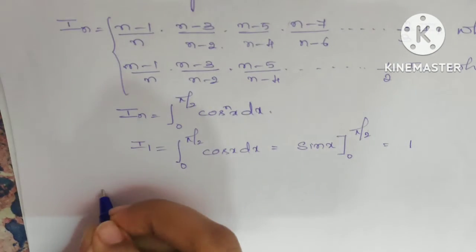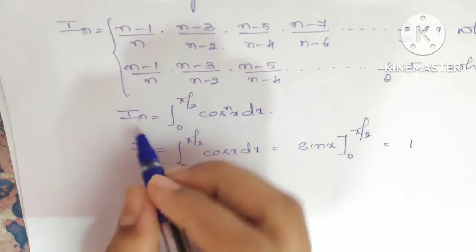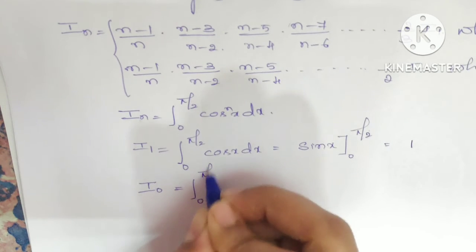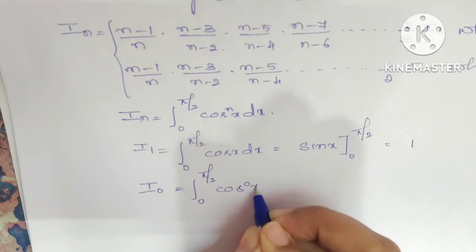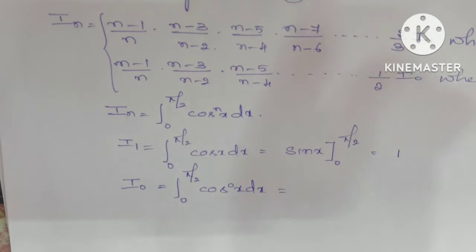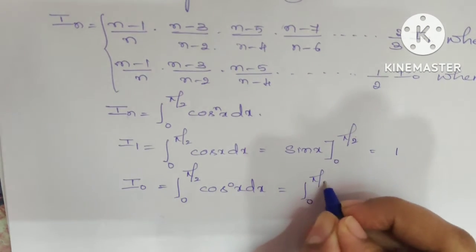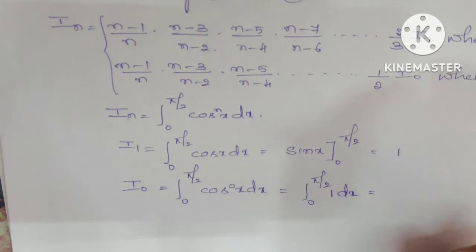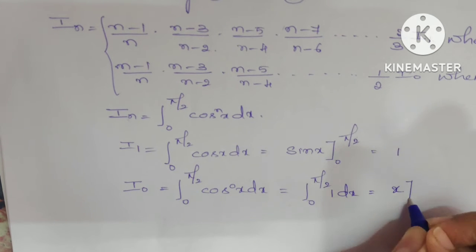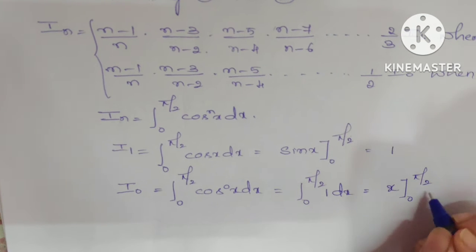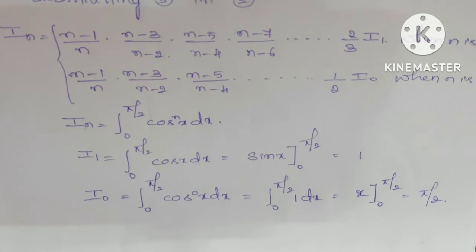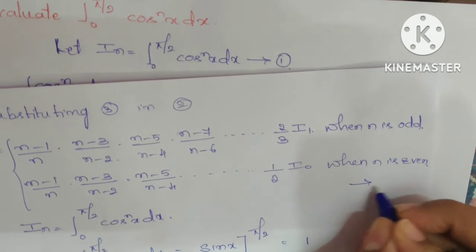Now put n equals 0 in I_n. I0 equals integration from 0 to pi by 2 of cos^0 x dx, this equals integration from 0 to pi by 2, anything to the power of 0 is 1, into dx. So integration of constant is x. The limits are from 0 to pi by 2. So after applying the limits we get pi by 2. Now substitute I1 and I0. Let it be equation 4.